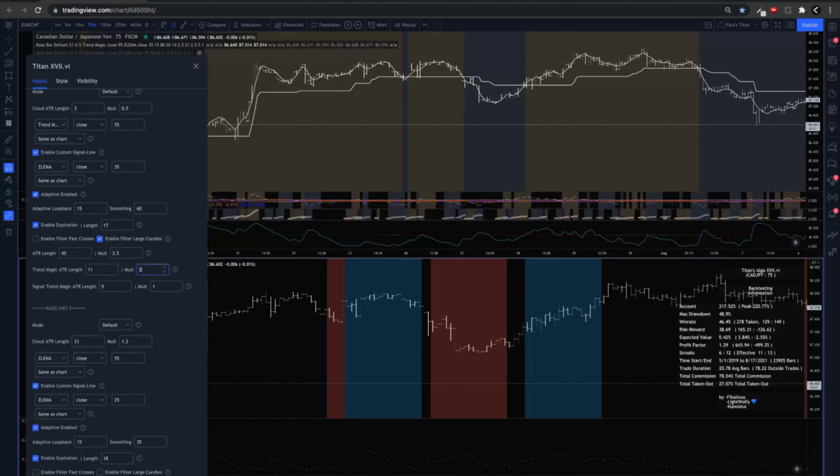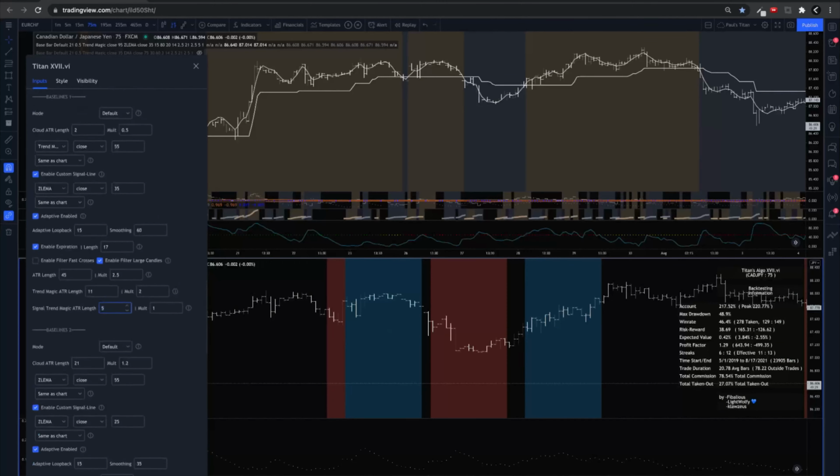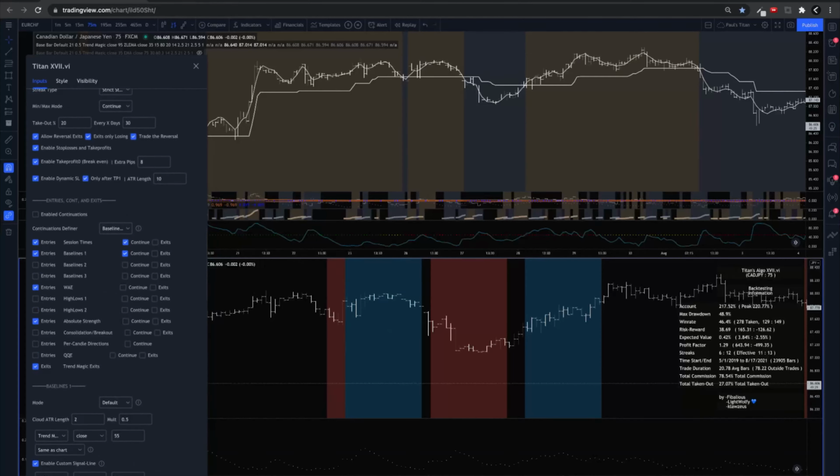Let's just double check some other trend magic multipliers here and see if we can't get better results. 217 with a 46%. Nope, so that's definitely not as good. Let's go 1.75, see if we can squeeze it that way. Nope, so that too is a nice magic number. 217.52.